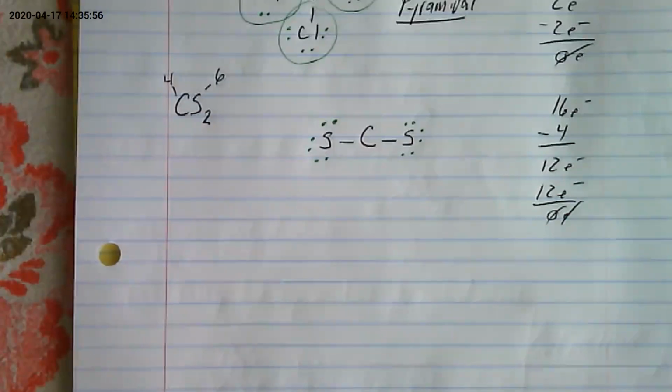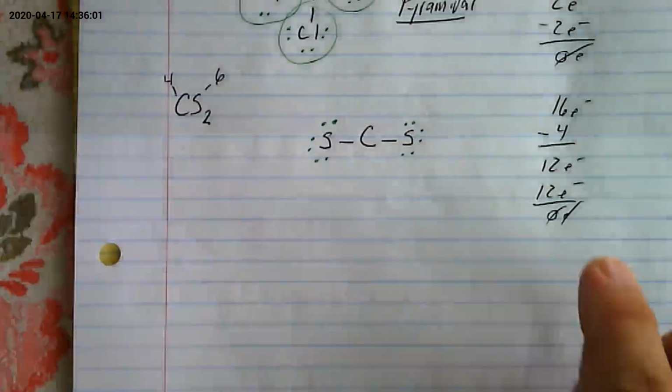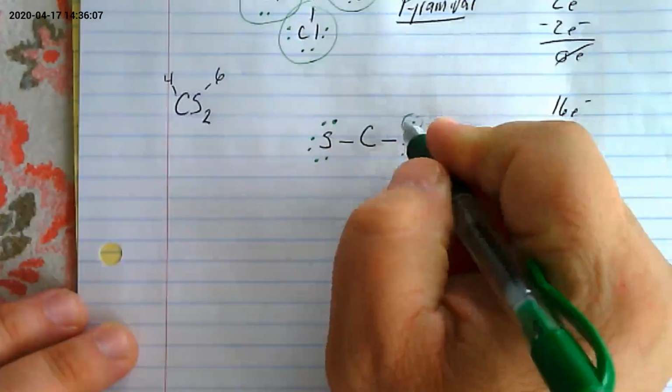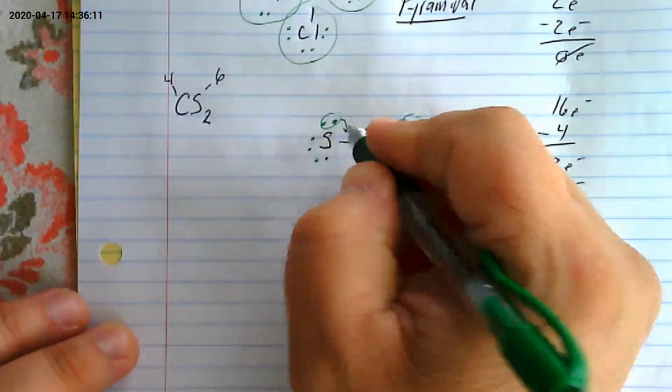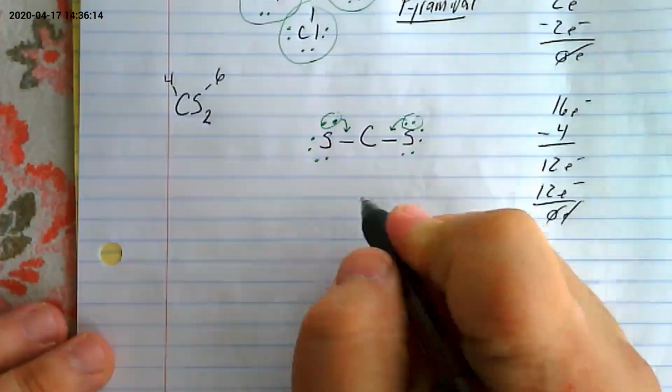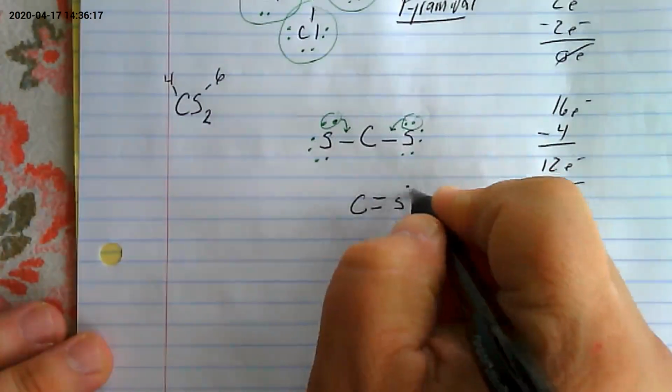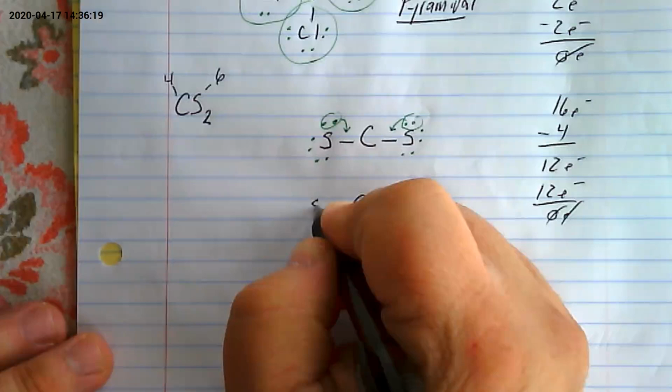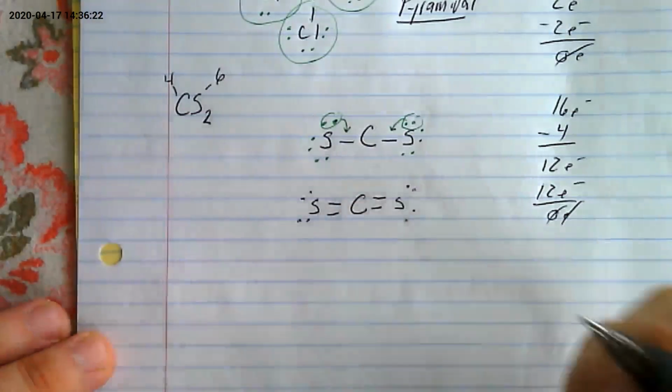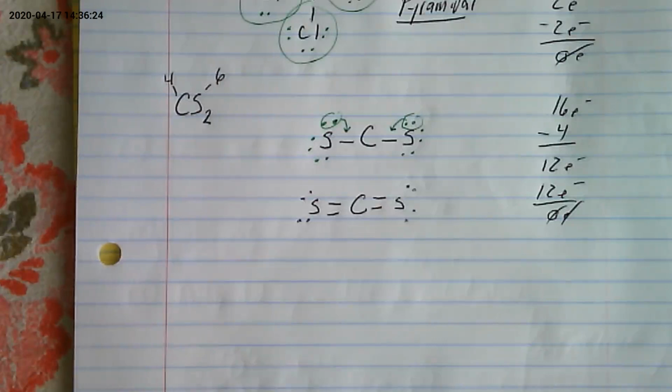So I just used 1, 2, 3, 4 electrons. I have 12 left. The next step is to satisfy the octet of the outside atoms. So 1, 2, 3, 4, 5, 6, and 1, 2, 3, 4, 5, 6. Now, this sulfur is happy, this sulfur is happy. They both have 8. But we just used 12 electrons, so I have none left. The central atom has only 4 electrons, and it needs to have 8. So how do we get 8 around the central atom when we don't have any electrons to give it?